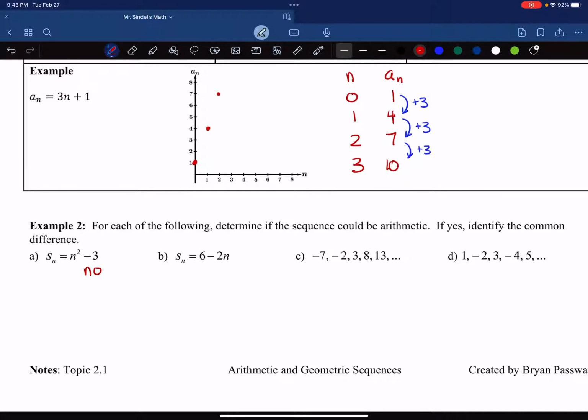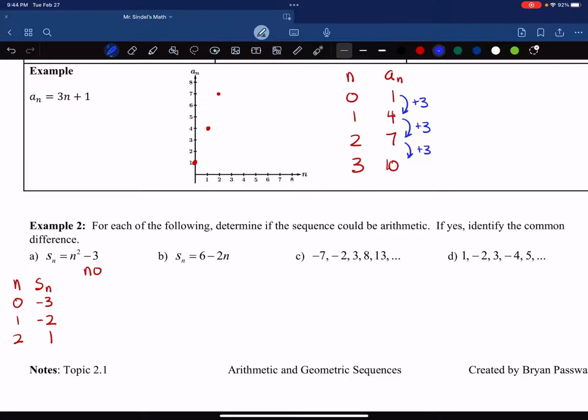But what if I didn't know that? What if I'm like, I'm not sure? Go ahead and make a table using the nth, like the term number, and then the actual term itself. They're using s in this case instead of a, which is weird, but we'll go with them. Okay, s sub n. So let's plug in like 0, 1, 2, 3 values is probably enough to see if it's arithmetic or not. So when I plug in 0, I'm going to get 0 squared minus 3, which is -3. When I plug in 1, 1 squared is 1, 1 minus 3 is -2. And when I plug in 2, 2 squared is 4, 4 minus 3 is 1.